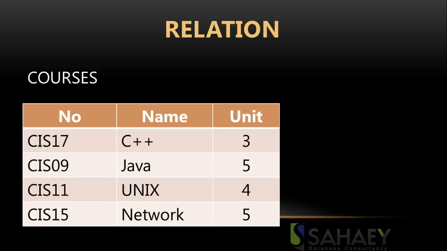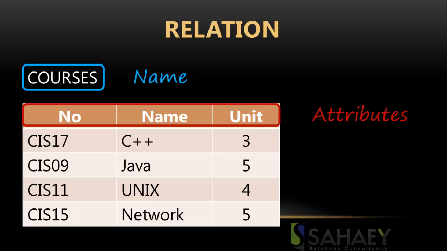A relation has the following features. Each relation in a relational database has a name that is unique among the other relations. The columns in a relation are called its attributes. The rows in a relation are called tuples. The tuple is a collection of attribute values across a given row.